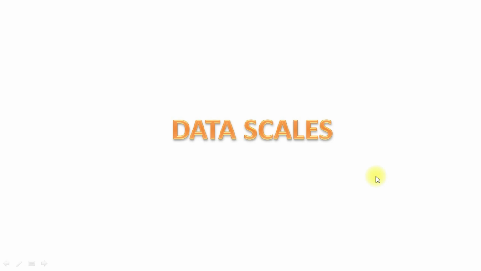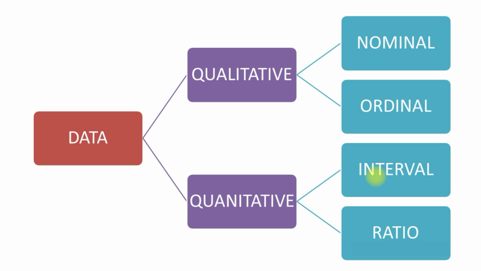So the next topic is referred to data scales. In ArcGIS in general, and probably in all your life, you will work with two groups of data. The first group is qualitative and the second group is quantitative data. Each of these groups is divided into two types of data scales. The qualitative data scale is divided into nominal and ordinal, while quantitative has the interval and ratio data scales.